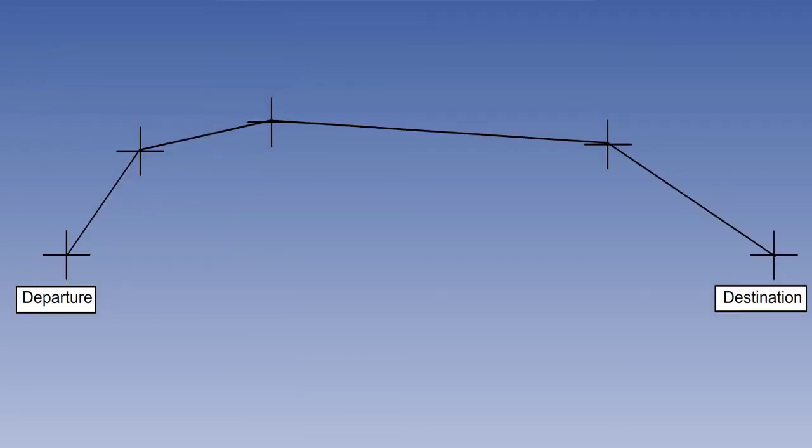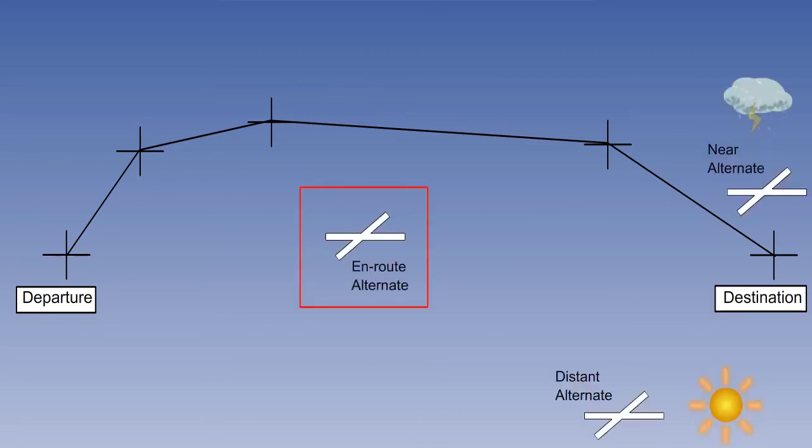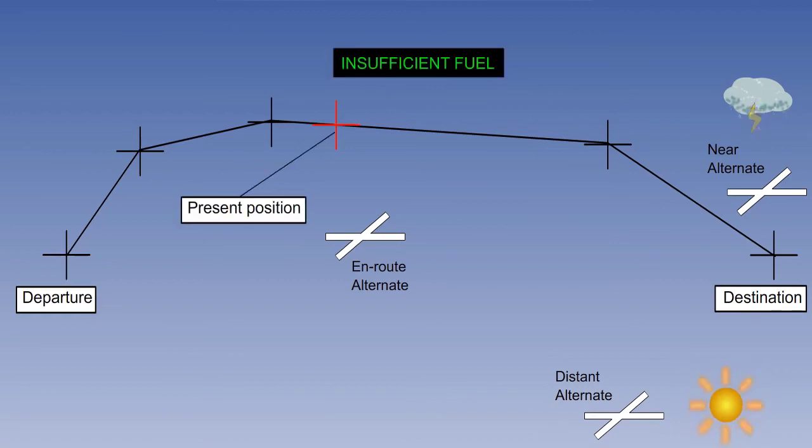Here is a route. We'll say that we don't normally take a more direct path because we have to follow the airways. There is an en route alternate. An alternate near the destination where the weather is bad, and an alternate further away where the weather is within limits when we take off. This is the one we have to nominate. You are here when you get the insufficient fuel message.